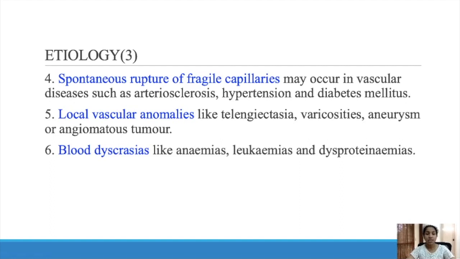And the sixth one is blood dyscrasias, like anemia, leukemia and dysproteinemias. In all these conditions also there will be subconjunctival hemorrhage.